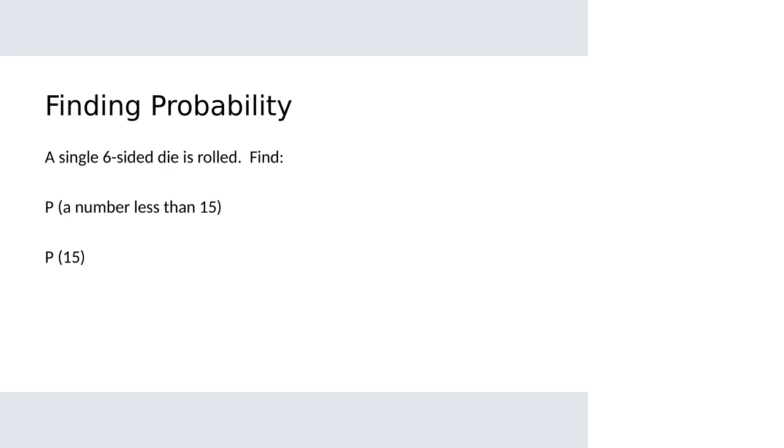Try a couple more here. I'm just going to ask you these, I'm not going to do a poll for it. A single six-sided die is rolled. Find the probability of getting a number less than 15. Anybody who wants to can just type in there, what's the probability if I roll a single six-sided die that I get a number that's less than 15? And don't overthink it.